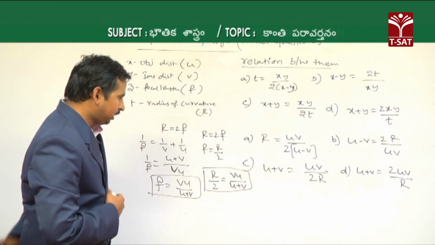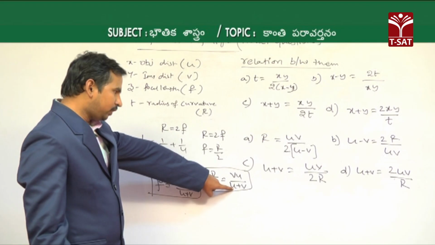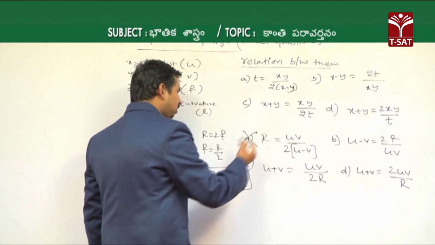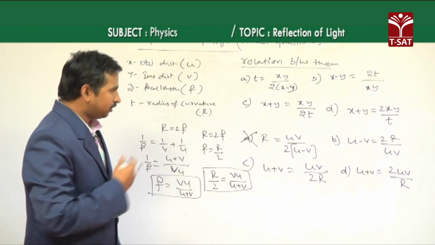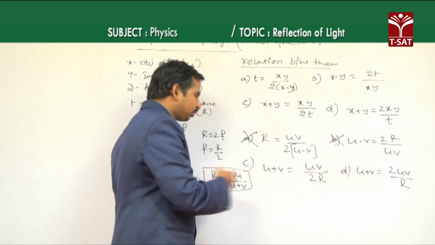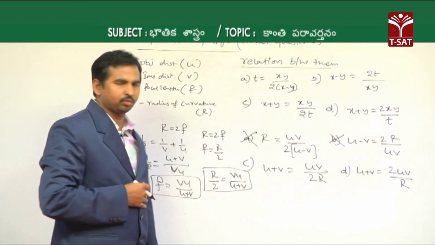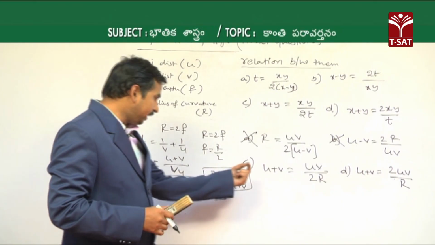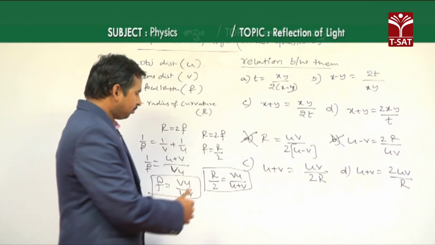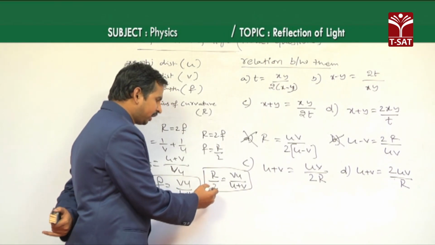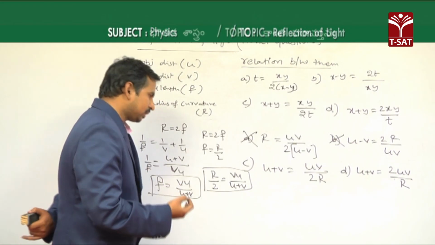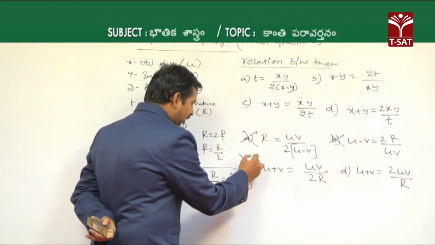If you check the relation here, we have u plus v. So option A is wrong. In case of B, there we have u minus v, so that is why not option B. So only between C and D do we have the correct relation. Here it is given that u plus v is equal to uv by 2r. But if you cross multiply that, we get 2 into vu and r into u plus v, so that is why not option C also.